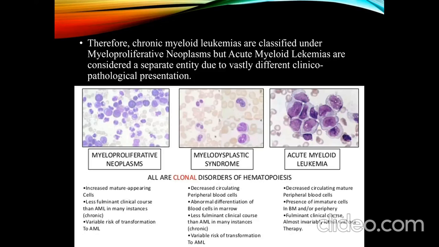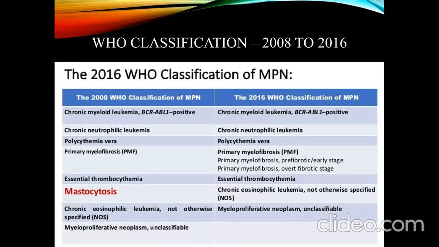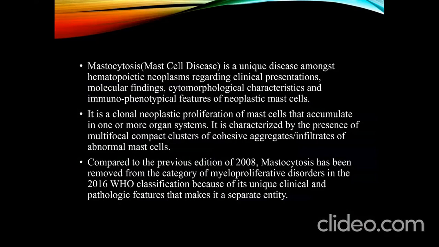So all of them are clonal disorders of hematopoiesis, but they are having different clinical pathologic picture and all are classified as myeloid neoplasms. So lastly, we'll also take a look at the 2008 versus 2016 WHO classification of myeloproliferative neoplasms. We can see that the most important and only difference is that mastocytosis, which was earlier considered as under the category of myeloproliferative neoplasm, is no longer now considered as a category of myeloproliferative neoplasm. It is considered as a separate entity.